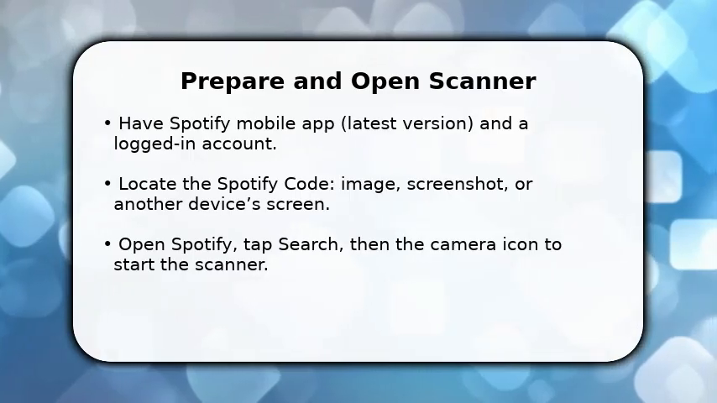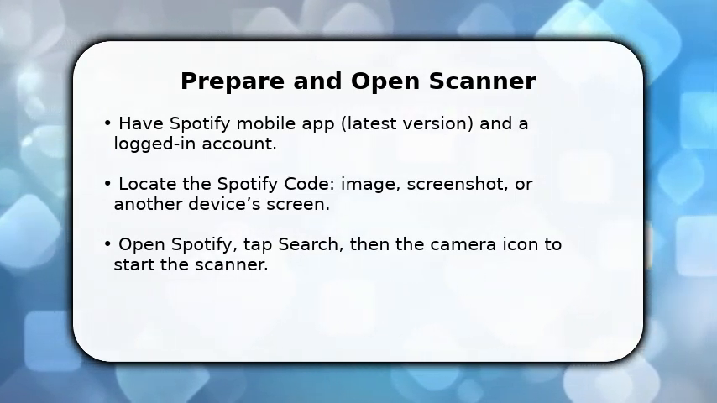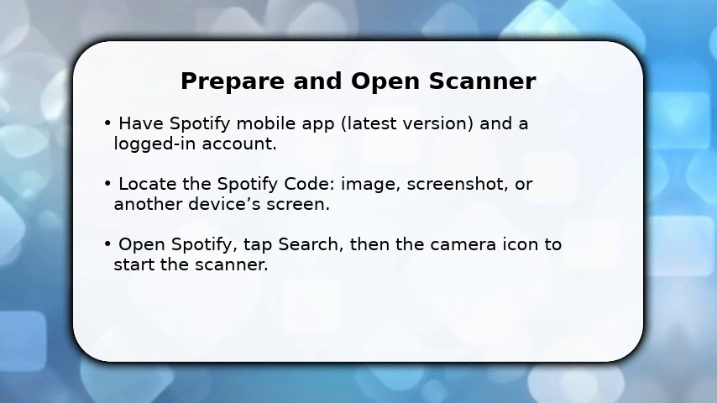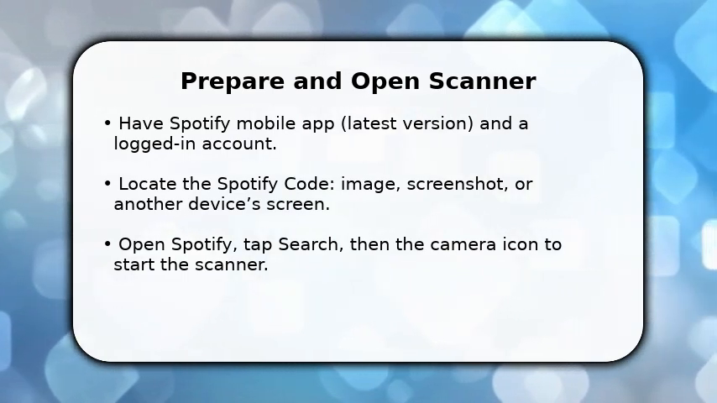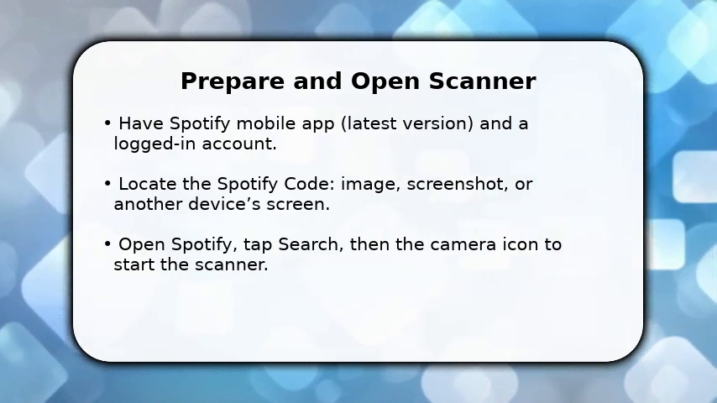You already have the essentials: a phone with the Spotify app updated and an account signed in. Now jump straight to the action. Tap search and then the small camera icon in the search bar. Once done, grant camera permission if prompted so the scanner can work.